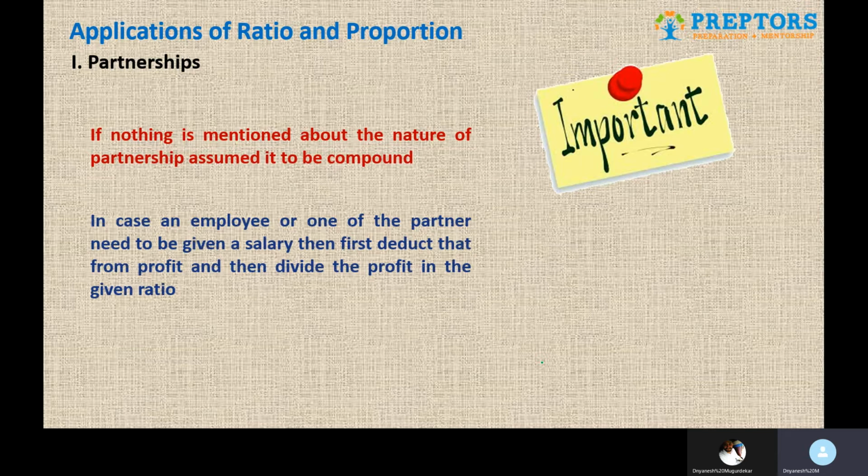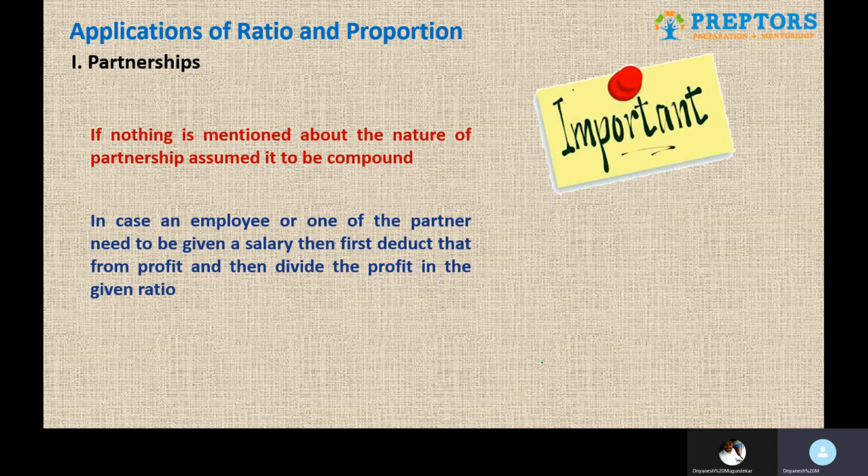So what you are supposed to do is ideally deduct that salary first from the profit amount, and then once you have deducted the salary from the profit amount, whatever amount is left, that you are supposed to divide in the desired ratio. So if you don't deduct the salary and you divide the profit in the ratio, that is a wrong way of simplification. So the first thing that you should do is again read the question properly.